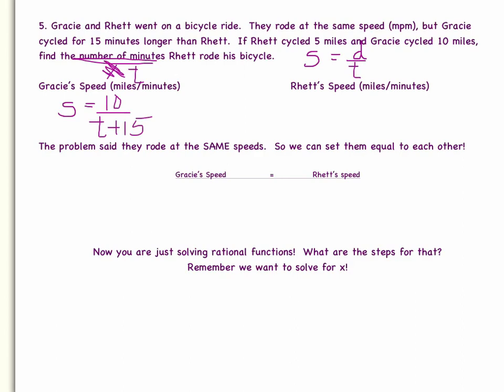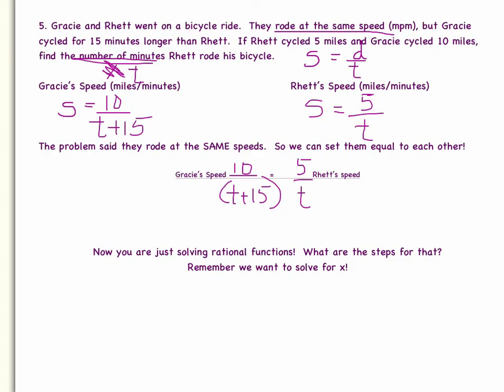Now we're ready to write the equation for Rhett's speed. So his speed is equal to his distance, which is 5 miles over his time. Now you might be looking at this and say, how can we solve equations that have two variables, okay? But let's look back at this word problem. On the first line, you will see where it says they rode at the same speed. That means we can set these two equations equal to each other because the speed of this problem equals the speed of this problem. So we're just going to set 10 over t plus 15 equal to 5 over t.